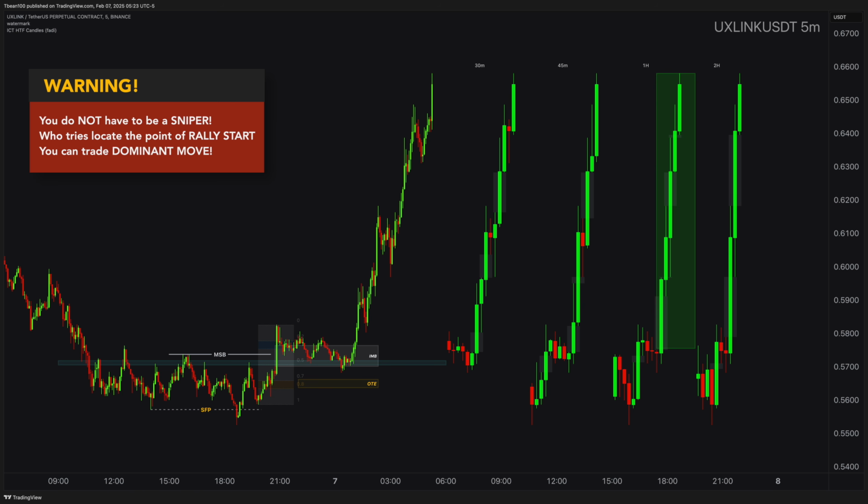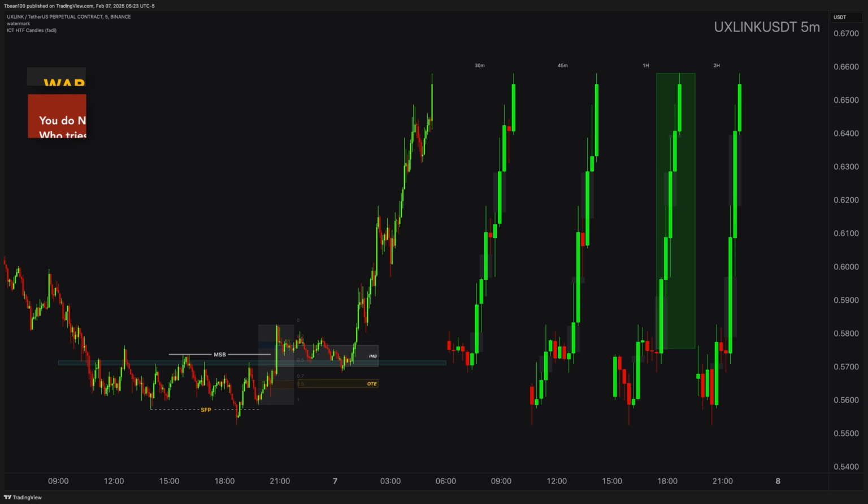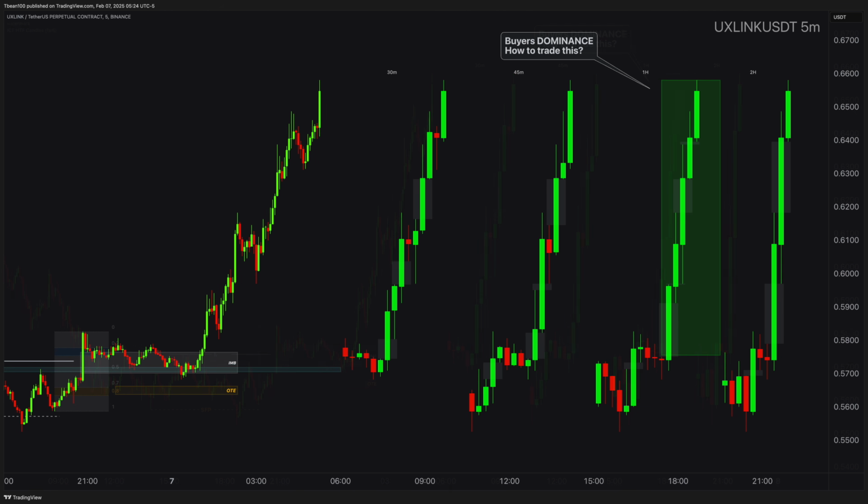First of all, I have to tell you again, you do not have to catch the early exact sniper price action movement. All you can do is trade the dominant move on the go, just like this one here, the rally on the go. Okay, as you can see, price breaks with a nice imbalance here again. This is a nice small dive area to trade the breakout.